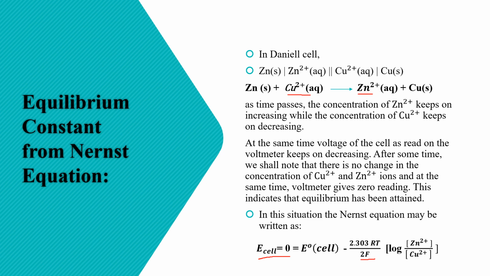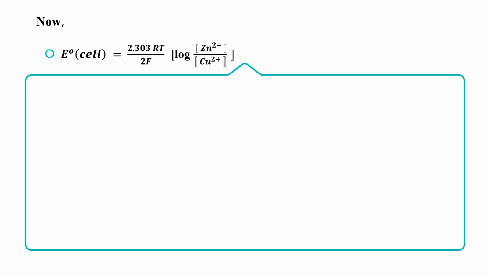As the equilibrium attains, the value of E cell is equal to 0. So the whole value of the Nernst equation will be equal to 0. Now from this, on rearranging the equation, we will get the standard electrode potential E naught of cell equal to 2.303 RT upon 2F into log of the concentration of zinc ion divided by the concentration of copper ion.